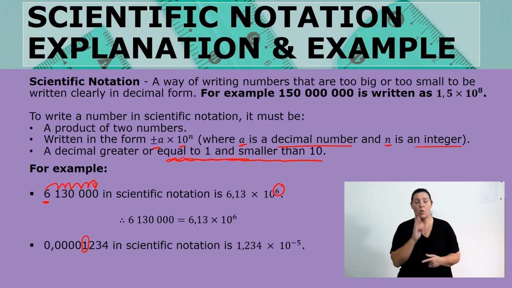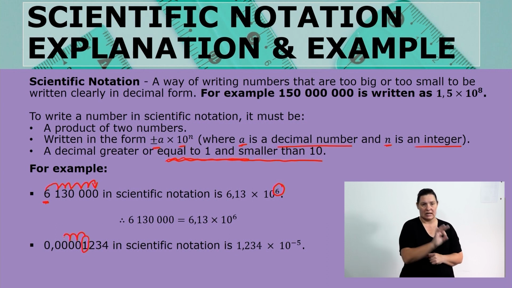And now this one is going to shift how many positions to the left? 1, 2, 3, 4, 5. And it is going to be in the ones position. So what does that mean?